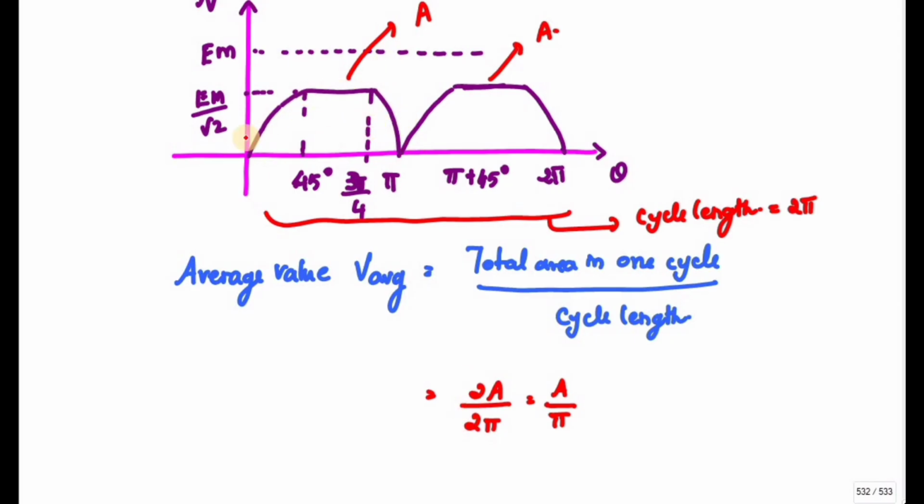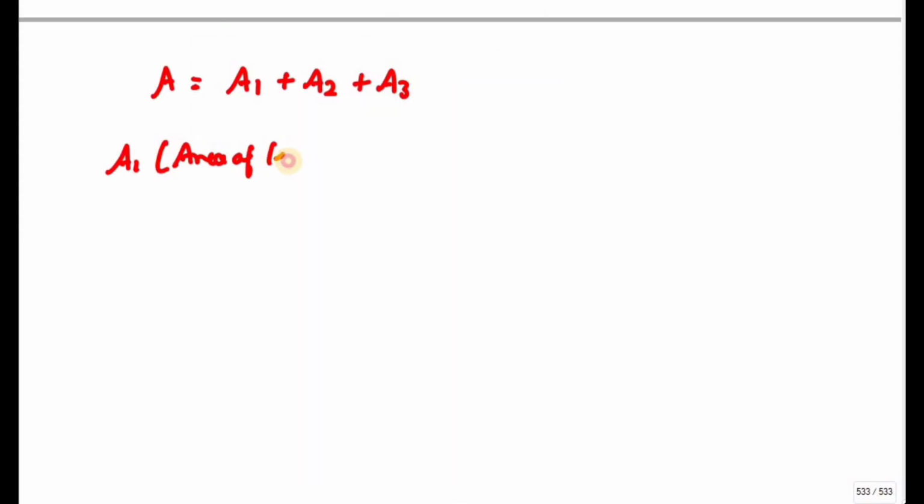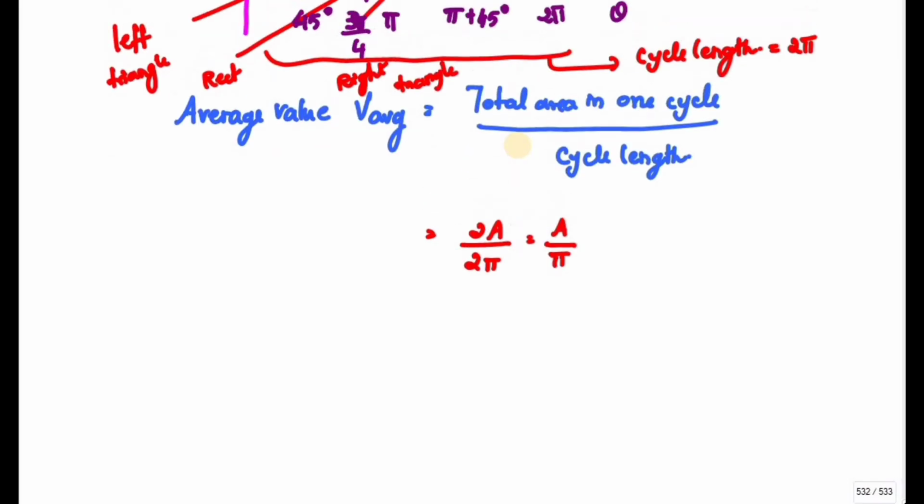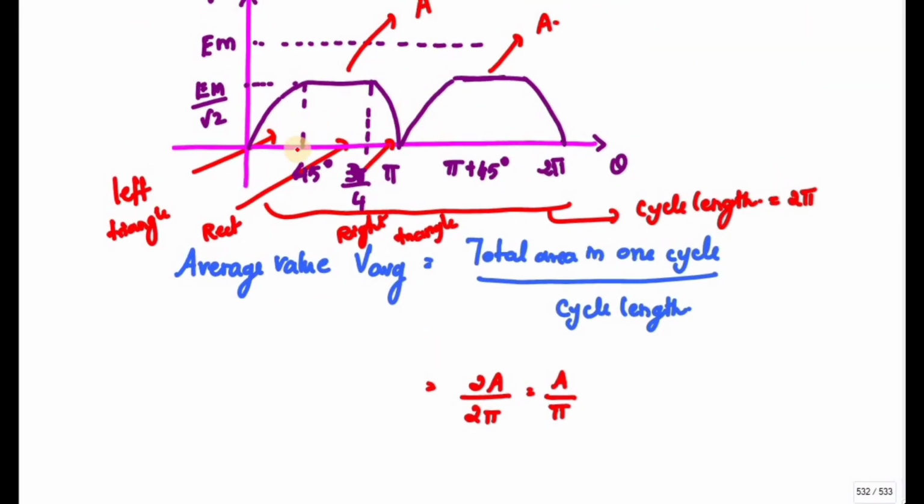So in order to obtain the value of V average, I need to find the area of this waveform. If I analyze this waveform, it consists of one left triangle, a rectangle, and a right triangle. So I can write A is equal to A1 plus A2 plus A3. So what will be A1? A1 will be the area of the left triangle. So how to find the area of the triangle?